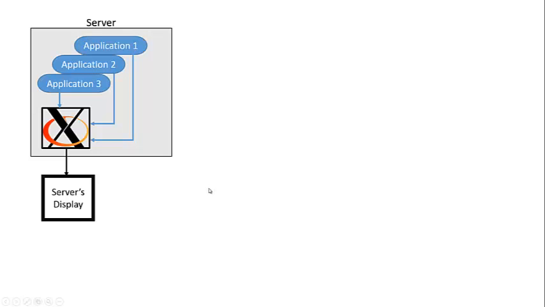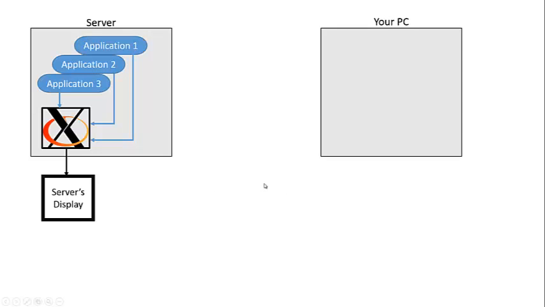But when you're connecting to a server, this doesn't work because you don't have the display in front of you. So how do we make your PC view applications that are running on the server? Well, one of the ways to do this is to have an X server running on your PC. X servers can run on Windows, Linux, and Mac.